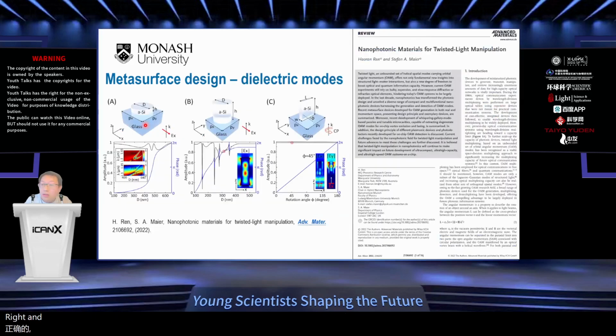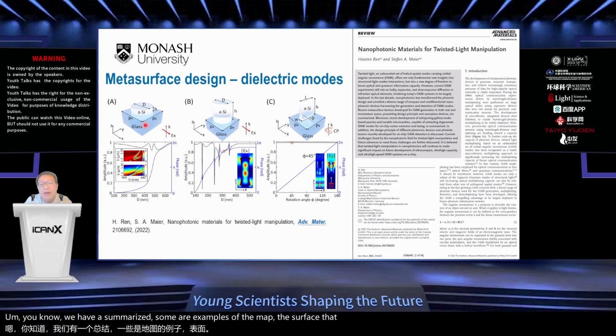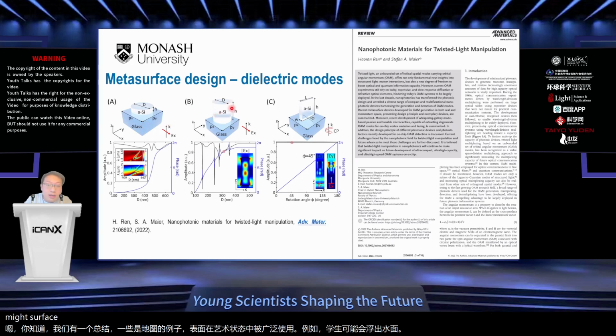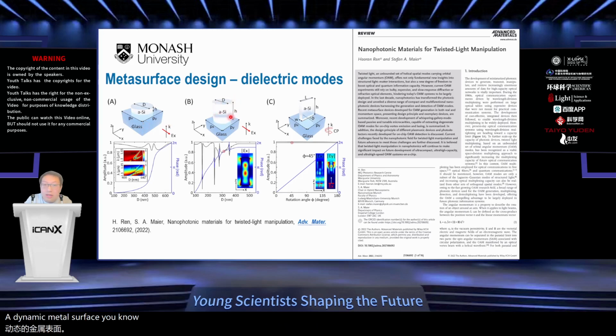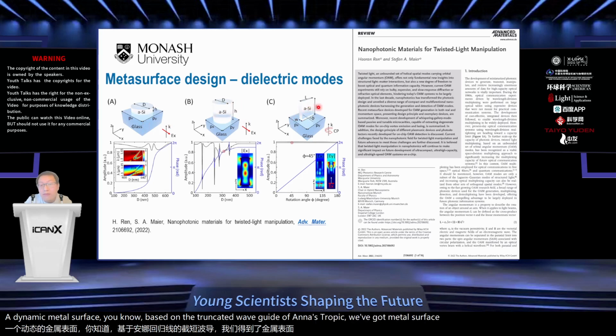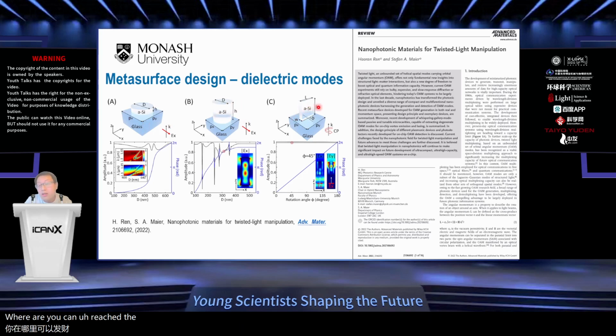And in terms of wavefront control, we have also summarized some examples of metasurfaces that have been popularly used in the state of the art. For instance, the Huygens metasurface, the dielectric metasurface based on truncated waveguides, or the anisotropic waveguide metasurface, where you can reach the geometric metasurface response. So if you're interested, please visit our review article.